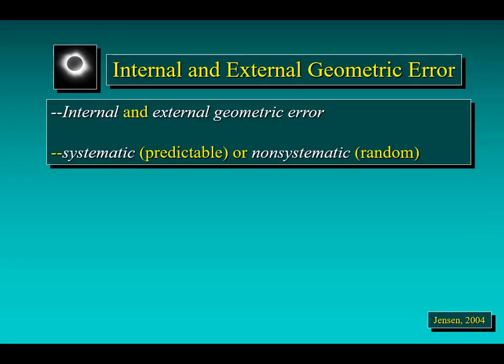Geometric errors that exist within a remotely sensed image dataset can be either internal or external in origin, and it's important to understand the nature and the source of these errors, as well as whether or not they are systematic or predictable, or non-systematic or random in nature. And in general, if we have a systematic or predictable type of error, that's usually going to be more easily correctable than a non-systematic or a random error.